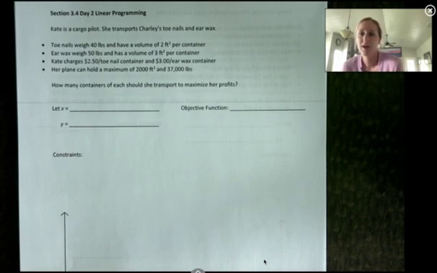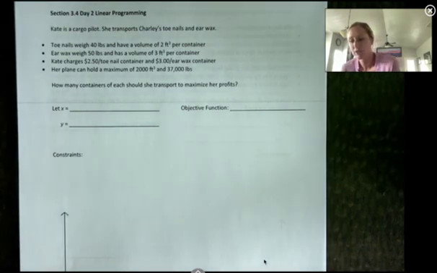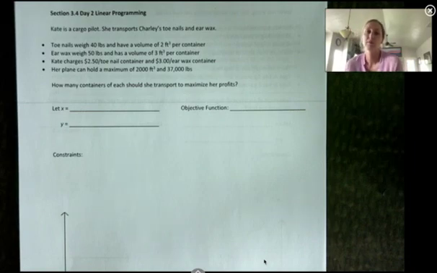So in this one, don't ask me where this scenario came from, but supposedly Kate is a cargo pilot and she's transporting toenails and earwax. I don't know who Charlie is. A monster? Don't know. King Kong? Really have no idea. Anyways, toenails weigh 40 pounds and have a volume of 2 cubic feet per container. Earwax weighs 50 pounds and has a volume of 3 cubic feet per container. Kate charges $2.50 per toenail container and $3 per earwax container. Her plane can hold a maximum of 2,000 cubic feet and 37,000 pounds.